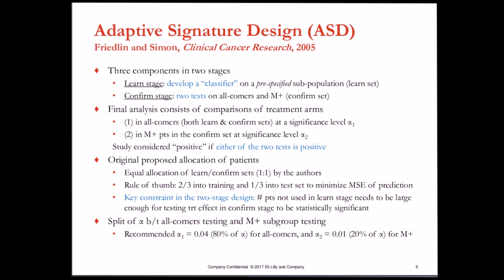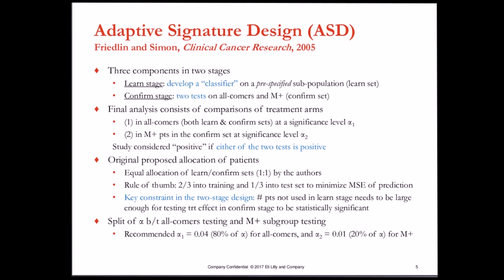The final analysis involves 2 tests, one on the all-comers at significance level alpha-1 and the other on the marker-positive patients in the confirmed stage at significance level alpha-2, where we normally set alpha-1 plus alpha-2 at 0.05, the overall significance level. So the study is positive if either of the tests is positive. As you see, there are several key decisions to be made.